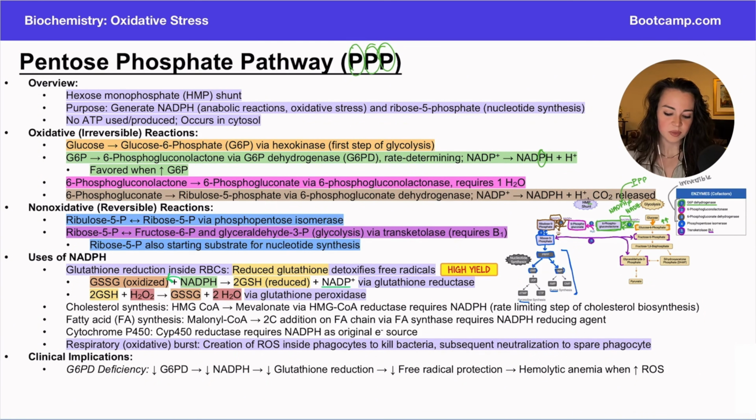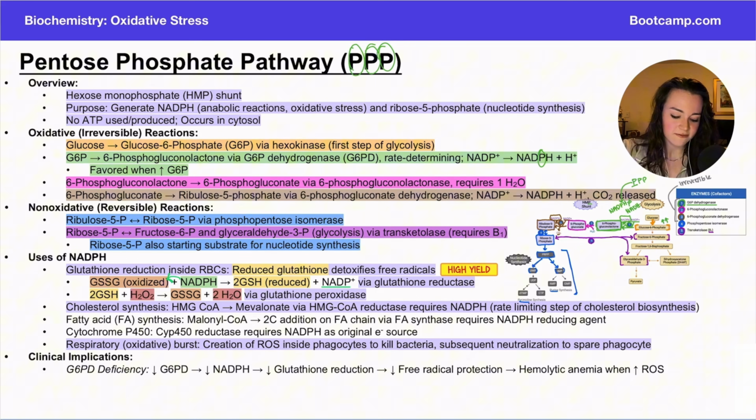Another use of NADPH is in cholesterol synthesis. So the rate-limiting enzyme of cholesterol synthesis is called HMG-CoA reductase. This turns HMG-CoA into mevalonate, and we'll talk about that more when we talk about cholesterol. But for now, just understand that the rate-limiting step of cholesterol synthesis requires NADPH.